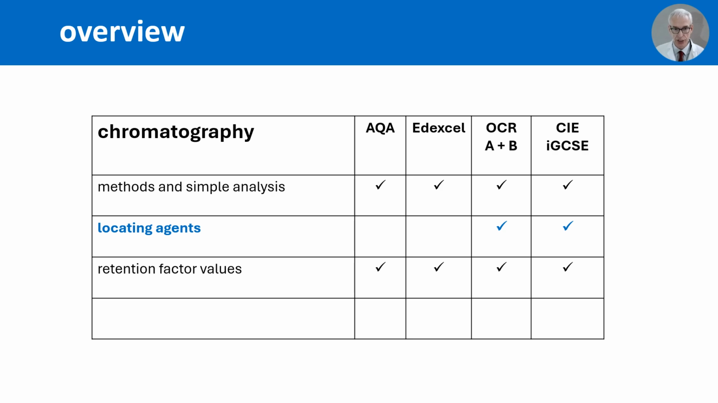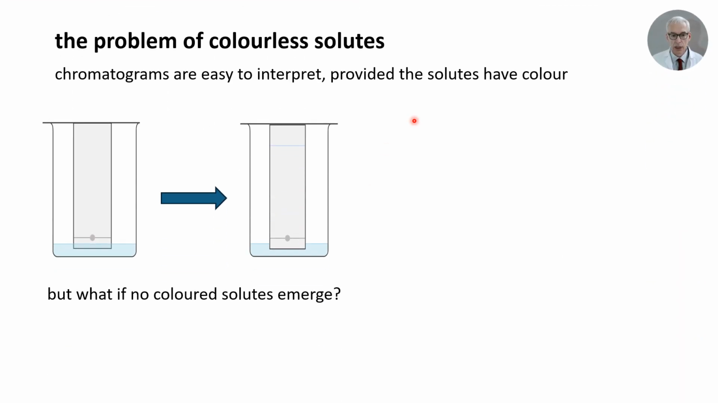Locating agents. So interpreting chromatograms so far depends on the solutes having colour. But what if no coloured solutes emerge? You produce a concentrated spot on the pencil line. You have solvent below the level of the pencil line. You've got a tank and lid. The solvent rises through the chromatography paper or TLC plate, and yet no spots emerge.